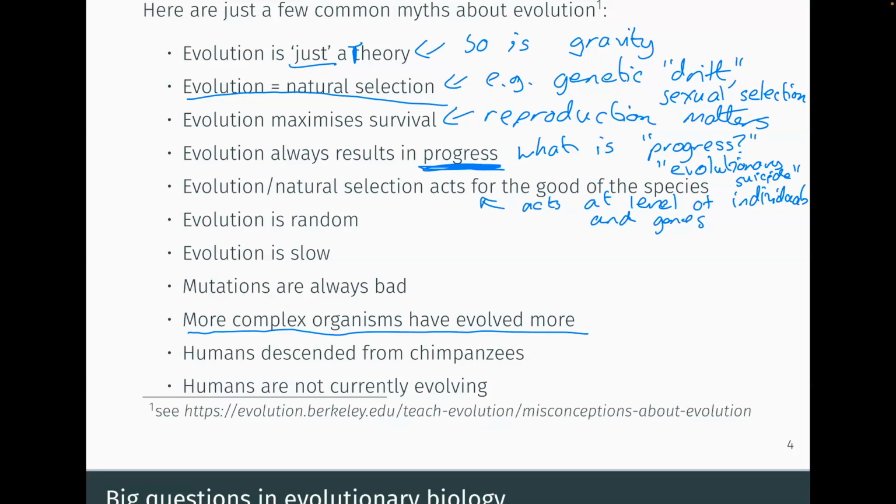How about evolution is random? Well, evolution isn't a random process. Typically, mutations are random. I'll say typically because sometimes things can be a little bit forced. But evolution as a process is not a random process itself. I had a couple of people say this when I went around the class. Evolution is slow.